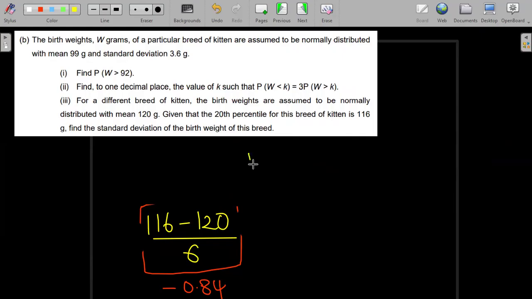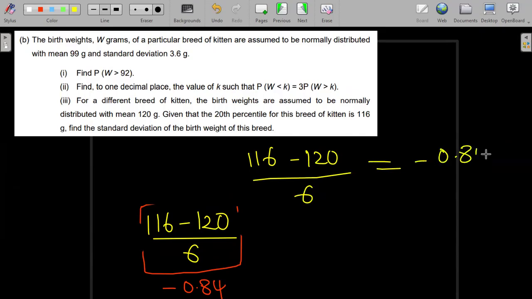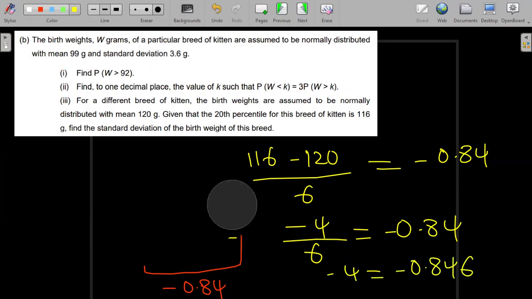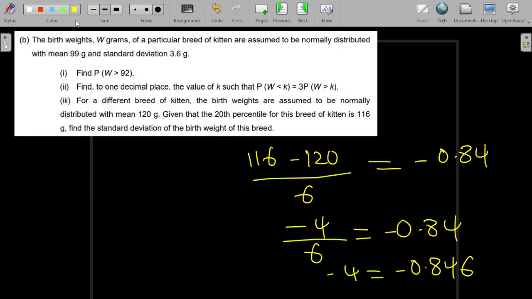So we're just going to say 116 minus 120. Standard deviation is equal to minus, like that. Okay, so when I subtract 116 minus 120, I get minus 4. This is equal to 0.84, which is a minus. So this is minus 4 is equal to minus 0.84 sigma. Okay, so we can divide both sides by 0.84. So sigma, which is the standard deviation, is equal to minus 4 divided by minus 0.84.